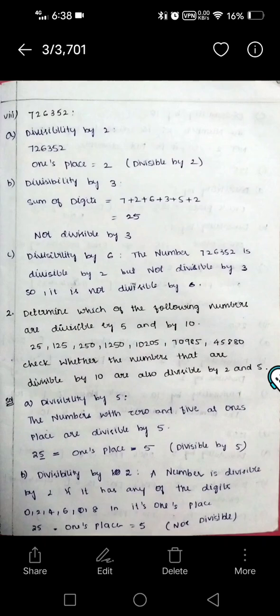Now the divisibility rule for 2. A number is divisible by 2 if it has any of the digits 0, 2, 4, 6, 8 in its ones place. For 25, the ones place is 5, so it is not divisible by 2.